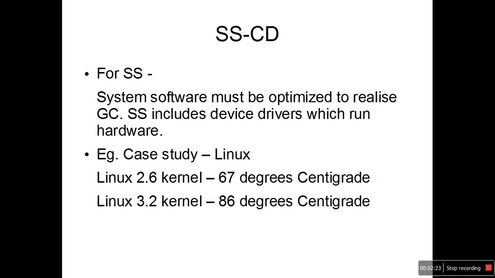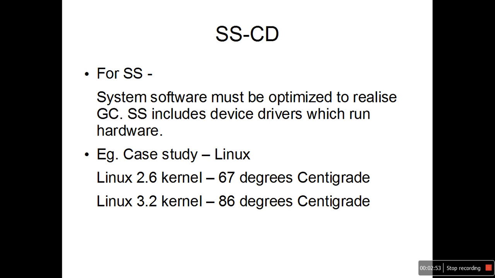For SS and CD, there are two splits for system software. System software must be highly optimized to realize green computing because system software also includes device drivers which run hardware. For a case study, you can use the Linux kernel itself because the Linux kernel contains inbuilt drivers which are system software which run devices on your computer like your video card or your sound card.